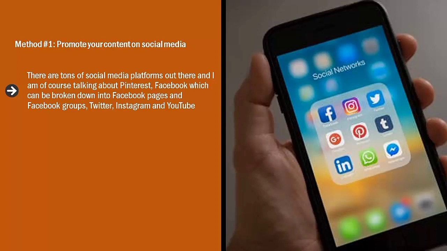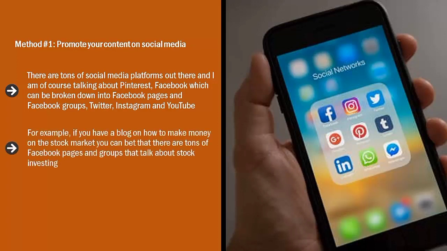Go to all these social media platforms and look for areas that are directly related to the service that you are offering or the content you're offering. For example, if you have a blog on how to make money on the stock market, you can bet that there are tons of Facebook pages and groups that talk about stock investing. Get a massive list of this going. You may even hire a virtual assistant to do this.